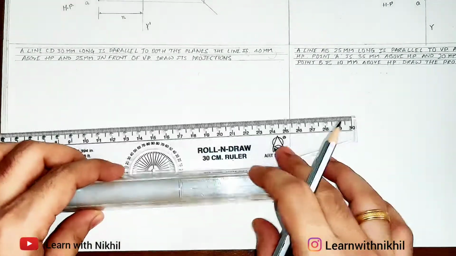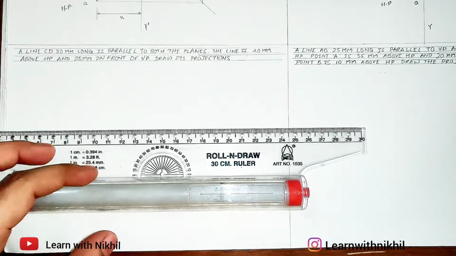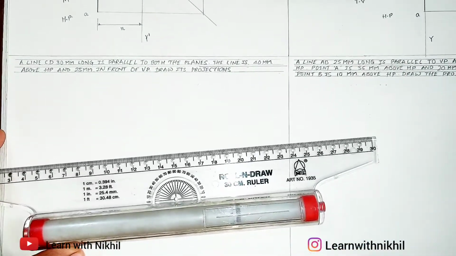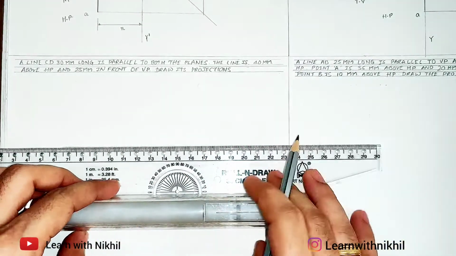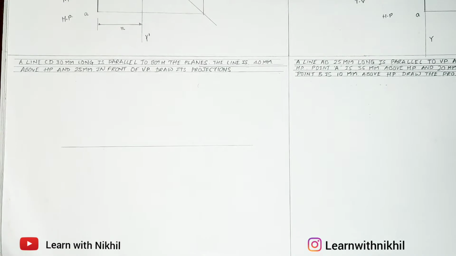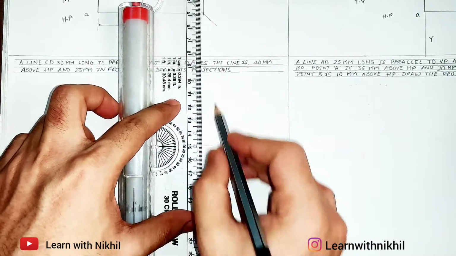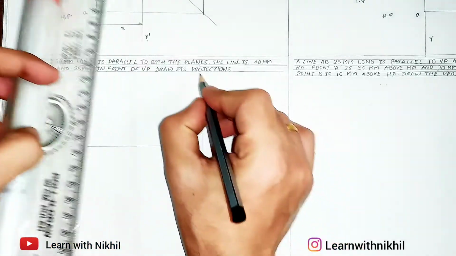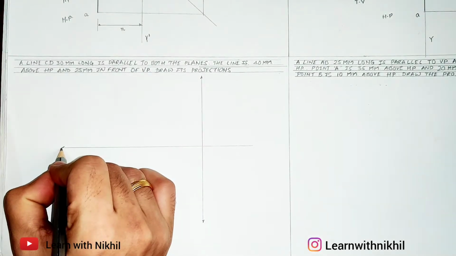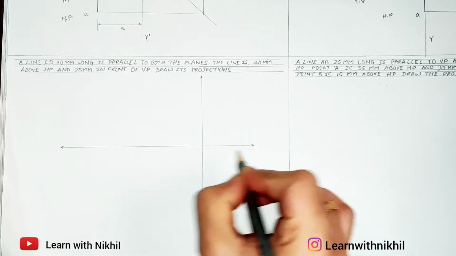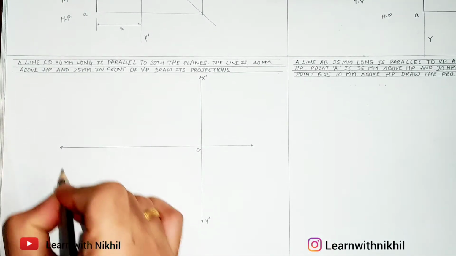So for drawing, first we'll draw the axis. We are drawing only the front view and the top view, that is the vertical plane and the horizontal plane. So no require of the third plane, that is profile plane. So drawing the axis. This is center point O, x dash, y dash, and this will be xy.